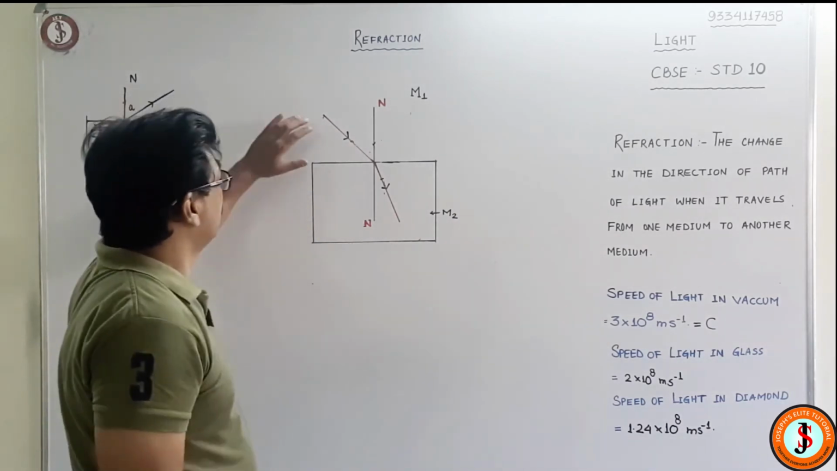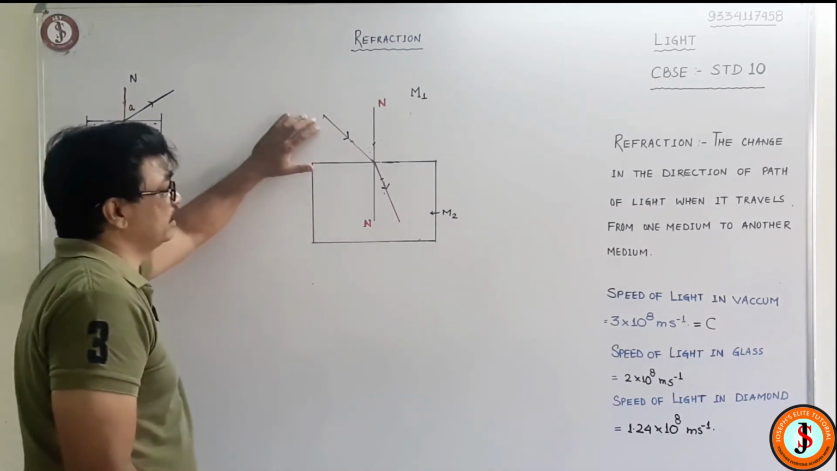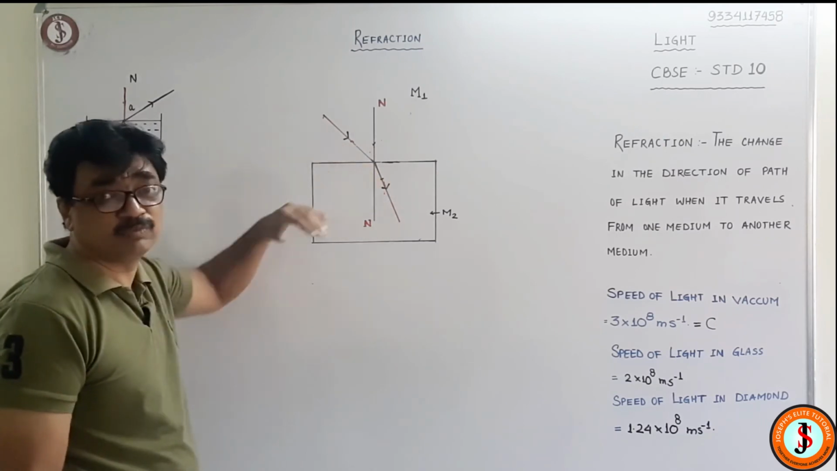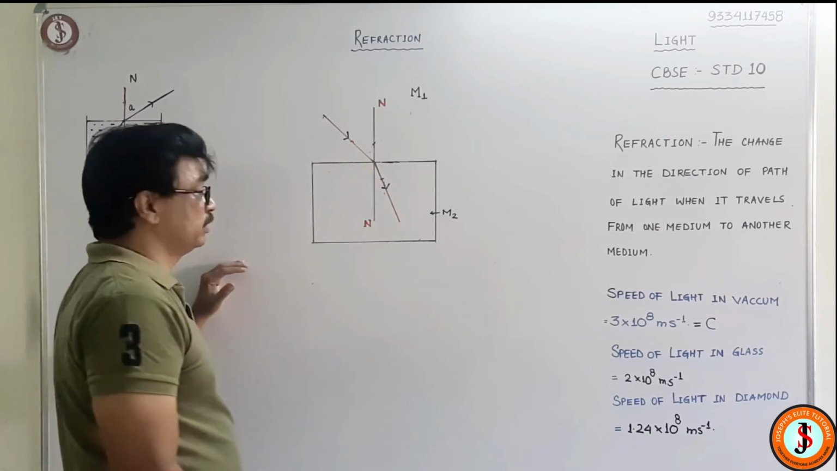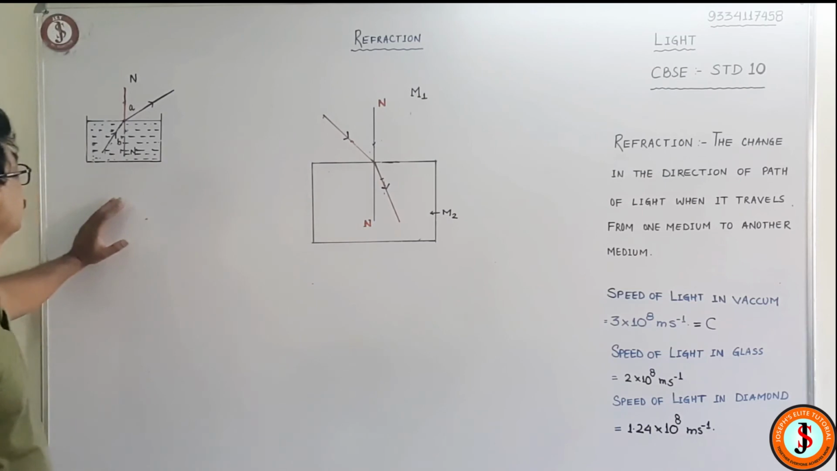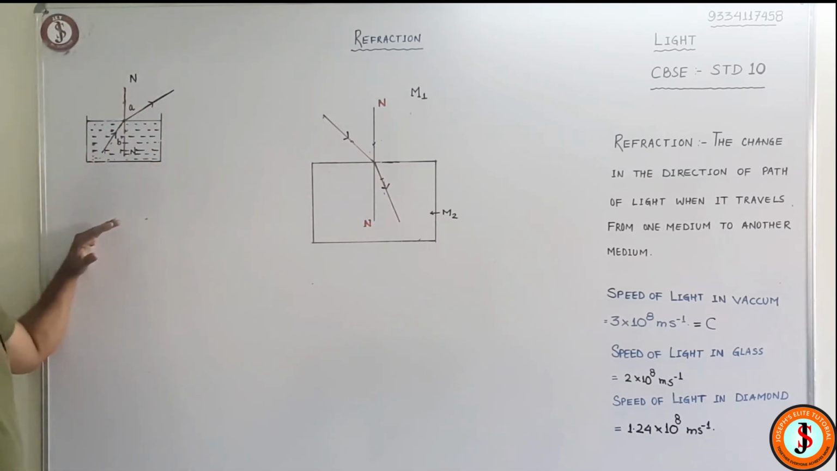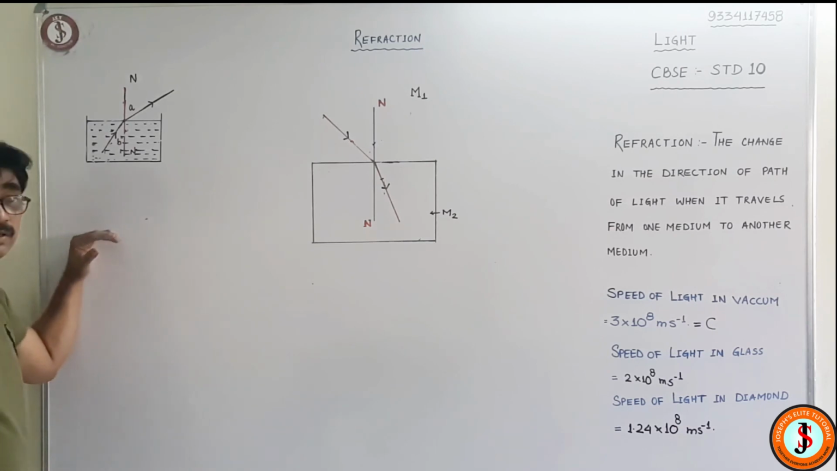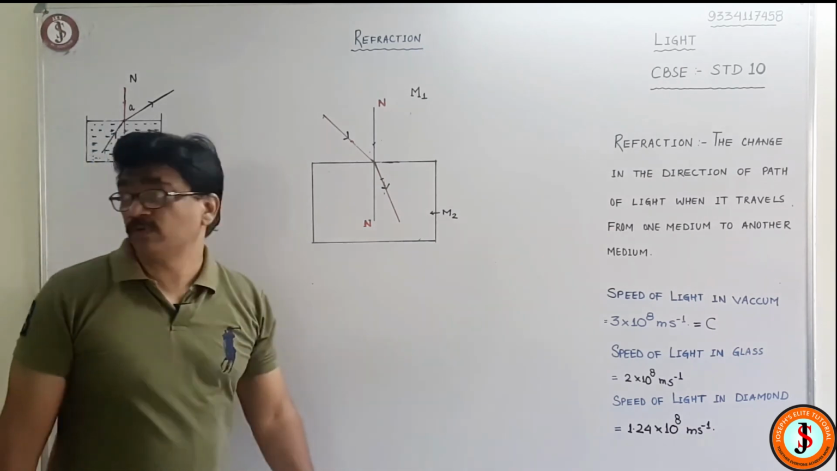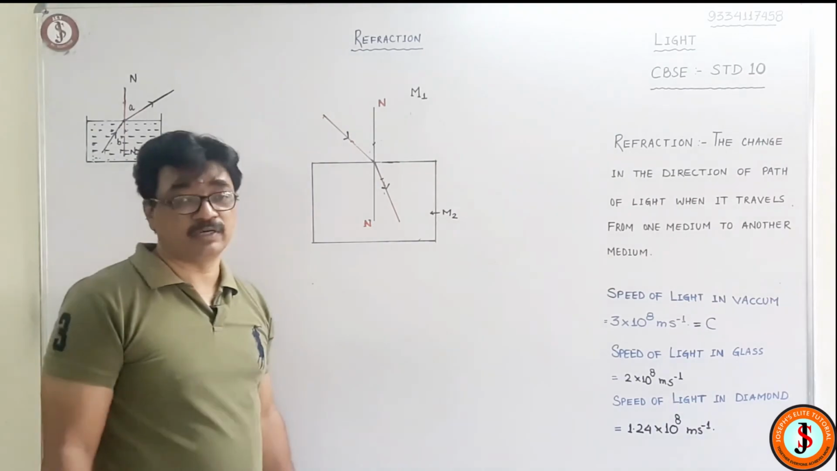Now when a light ray travels from a rarer medium to a denser medium, it moves towards the normal. And when a light ray travels from a denser medium to a rarer medium, it moves away from the normal. These are the two important characteristics of light.